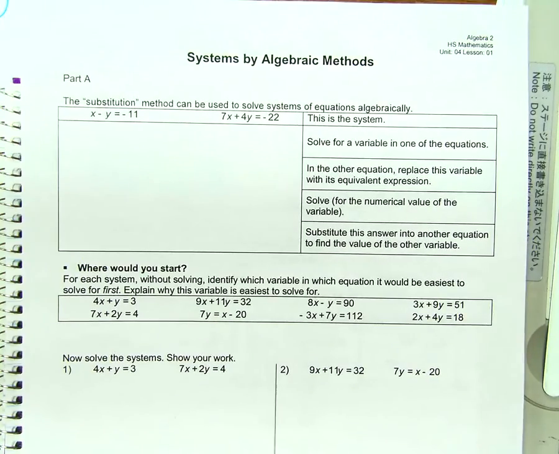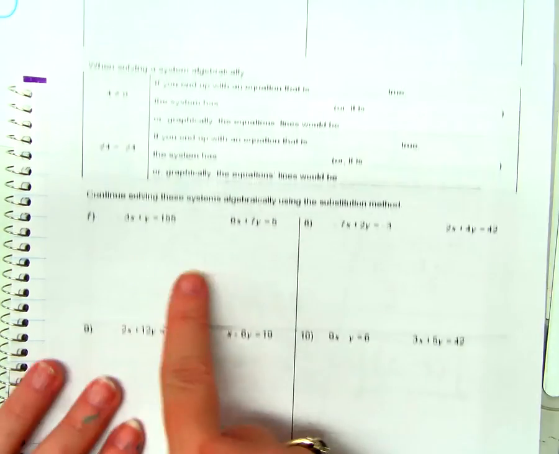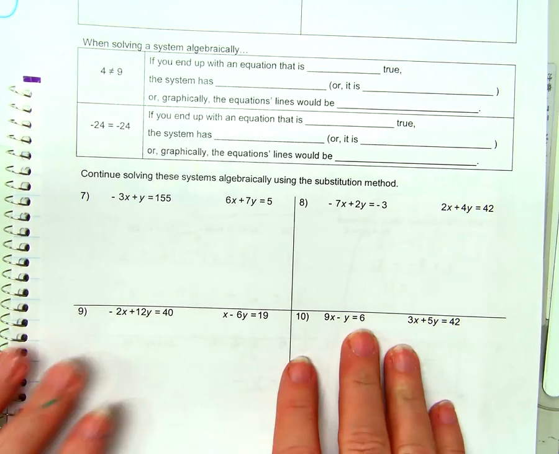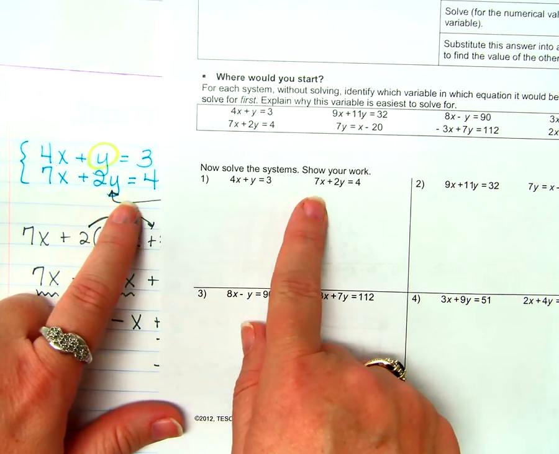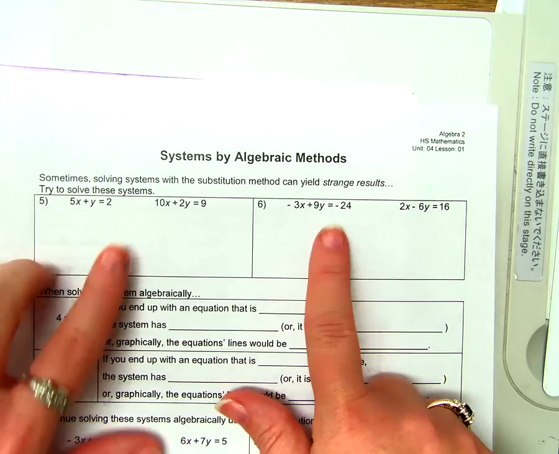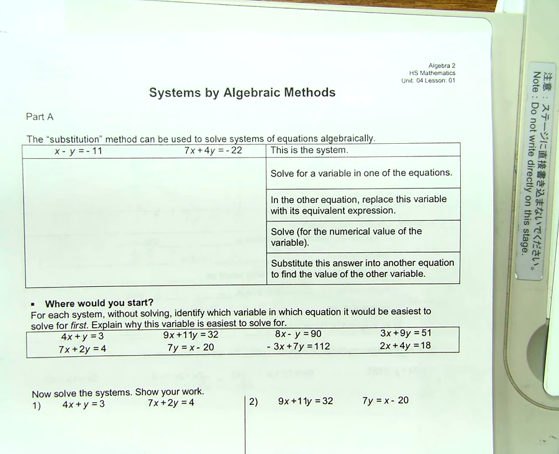For the record, you're responsible for 1, 2, 3, 4, 5 and 6, which are up here, 7, 8, 9, and 10, which are down here. Please understand that we just did number 1 right here. We also did 5 and 6. Copy those from your notes, all the work, onto your worksheet. Any questions? Whatever you don't get finished in class is homework, because I'm going to check all 10 problems tomorrow when you come to class. Any questions? Peace.